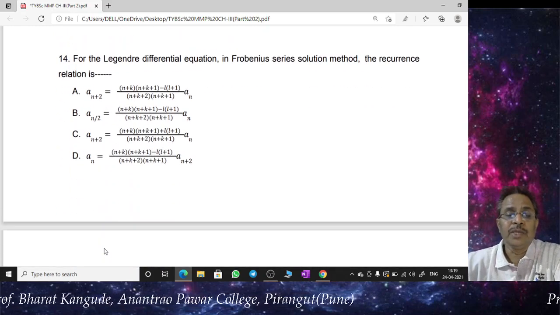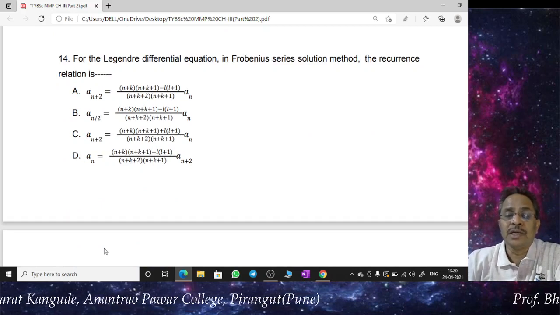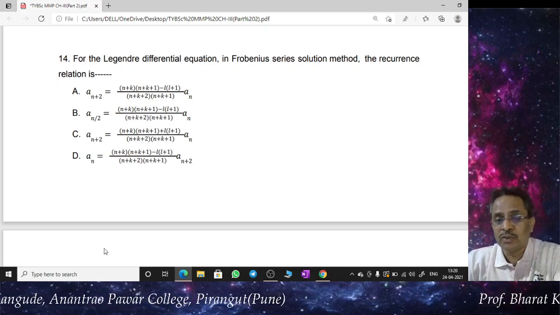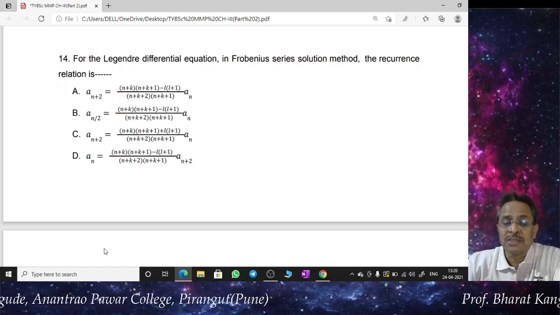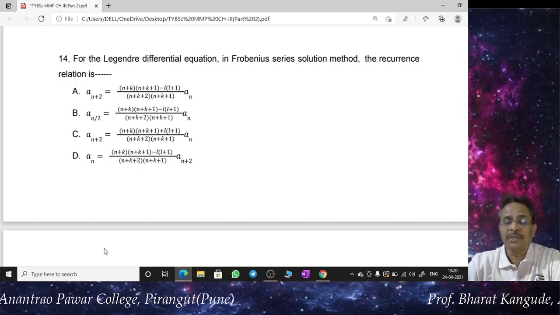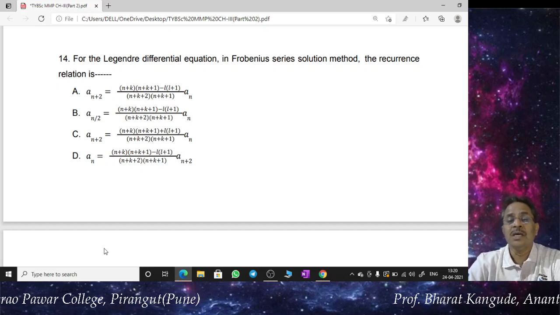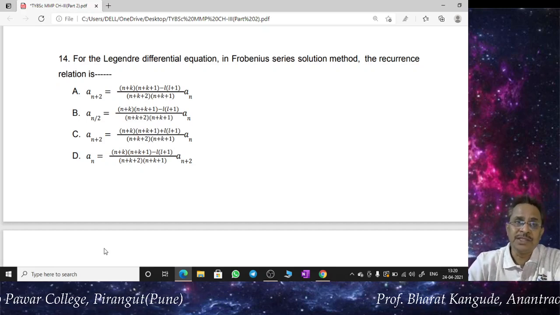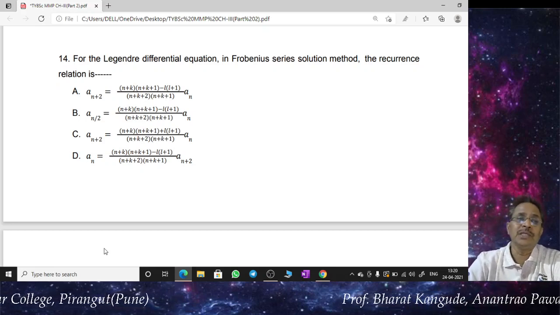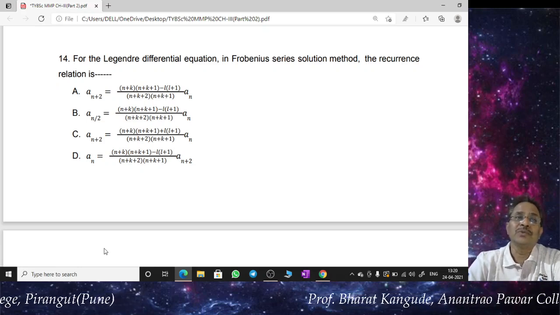Now question 14. For the Legendre differential equation in the Frobenius series solution method, the recurrence relation is. So we have to go for this method. You have to assume that solution y in this power series, substitute y dash, y double dash, and y itself in the given differential equation, and then we have to go for the indicial equation. Based upon the indicial equation, we have to consider different cases. Depending upon the case, we can go for different types of recurrence relation.